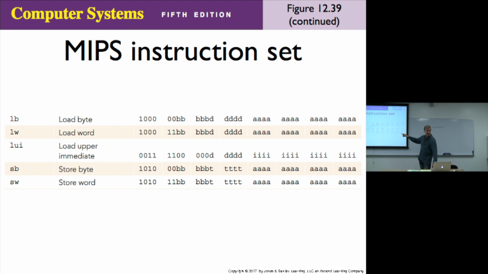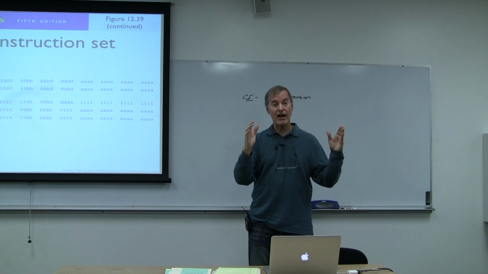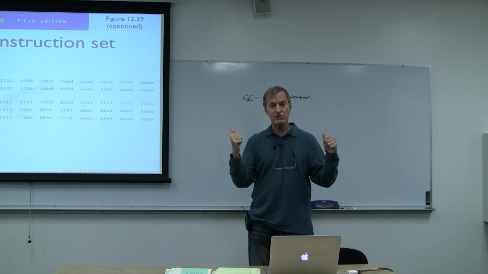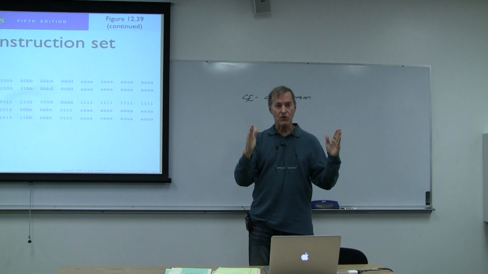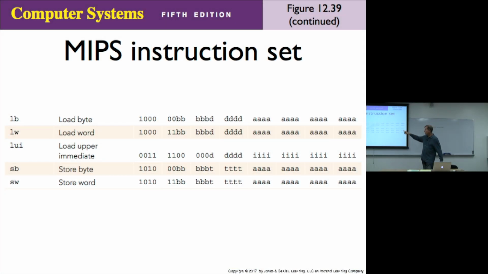Now a word in MIPS is not 2 bytes, it's what? How big of a computer is this? 32, I think it's 32-bit. Remember we said there are actually 2 versions, a 64-bit version and a 32-bit; we're studying the 32-bit version. So a word is 4 bytes in MIPS. All right? So LB is load byte, LW is load word. LUI is load upper immediate. We'll do an example of that in a minute. SB is store byte, SW is store word.